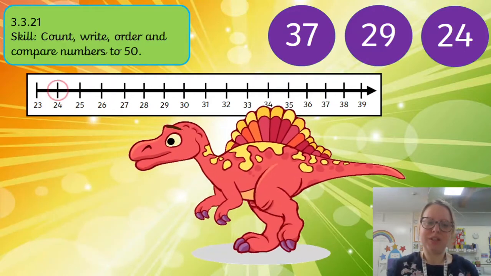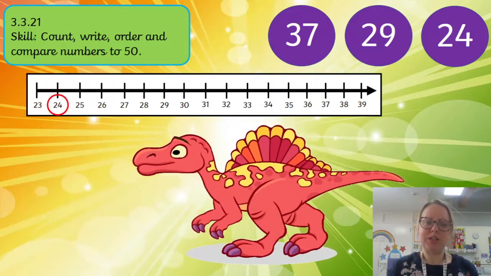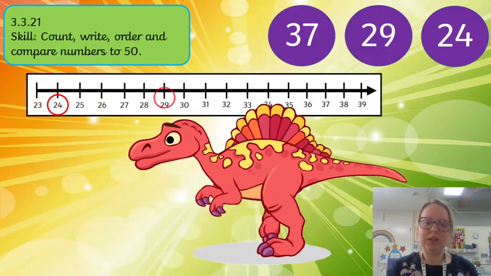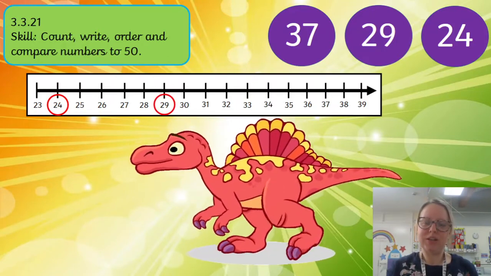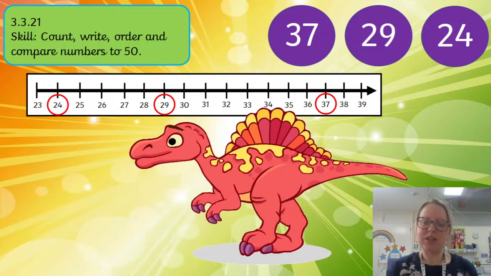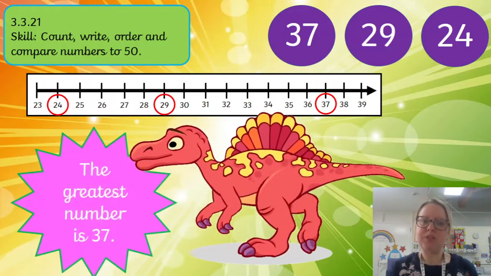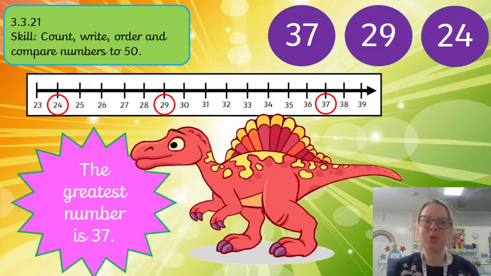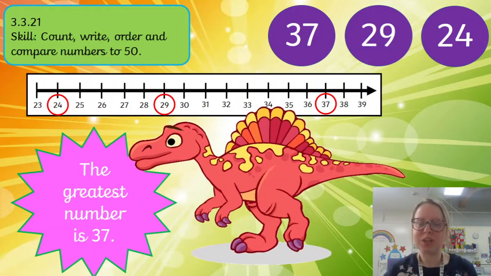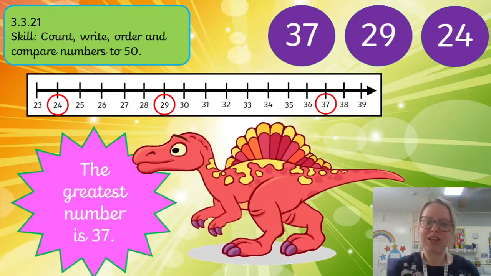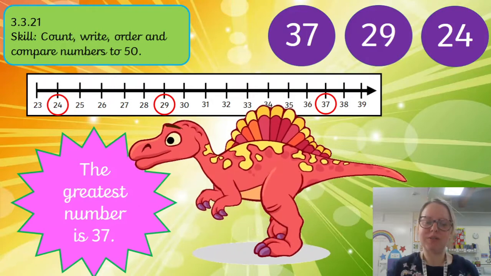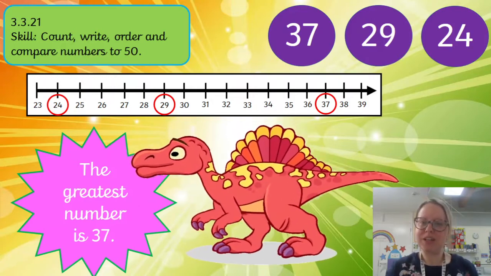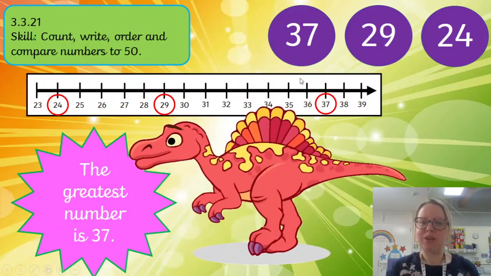Okay, so let's look on the number line. 24 is here, 29 is here, and 37 is here. So to find the greatest number, we need to see which is the furthest number along on the number line. And that is number 37. So 37 is the greatest number out of those 3 numbers.